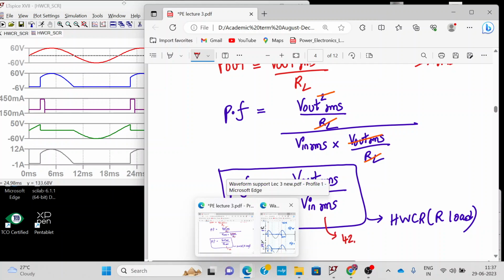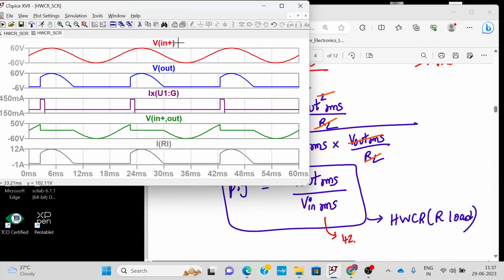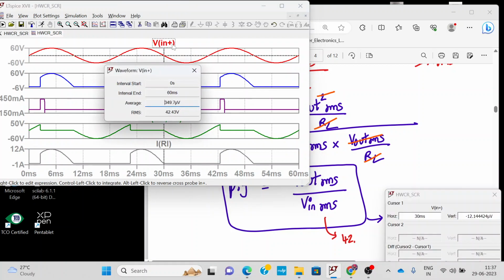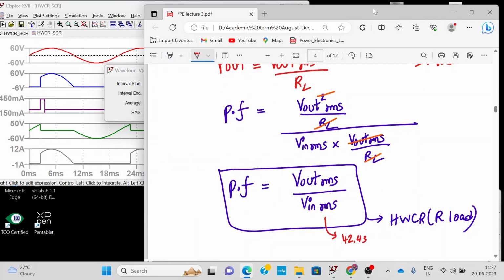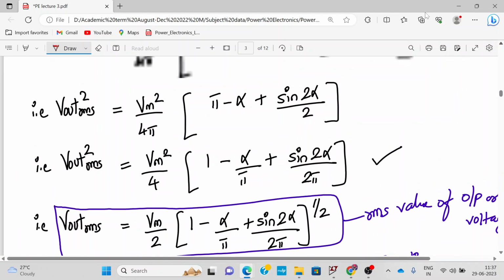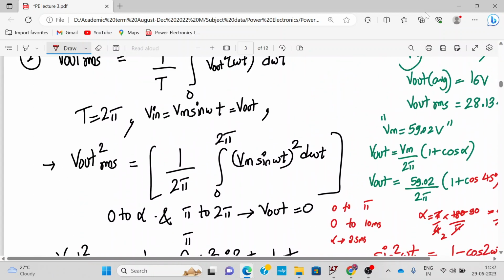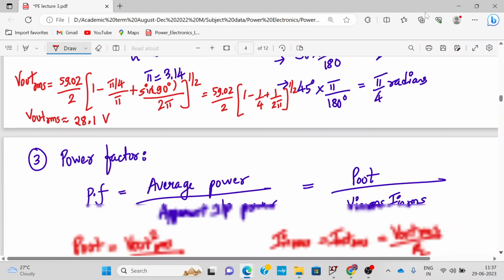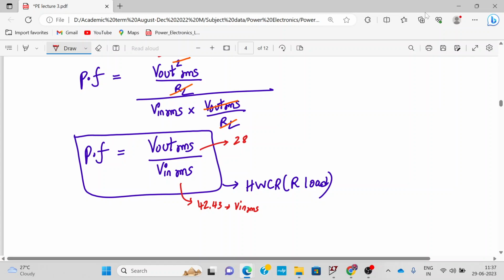Let's just check it out. Let me place the cursor over here: 42.43. This is V in RMS. And the V out RMS for us was around 28.134. So the power factor will be 28.134 divided by 42.43. This is how we can calculate it. The number will be lesser than around 0.5. And yeah, this is how we can calculate the power factor also from the waveforms.